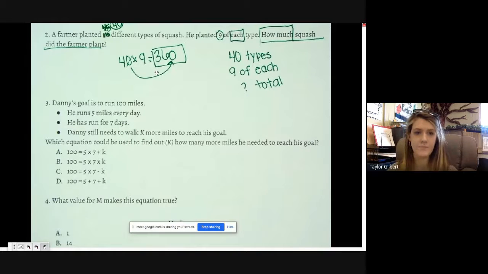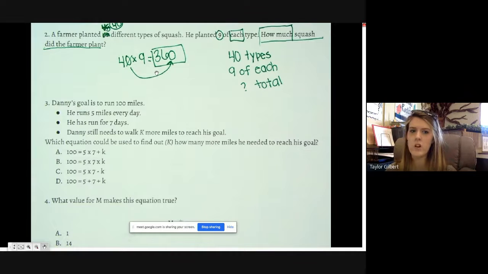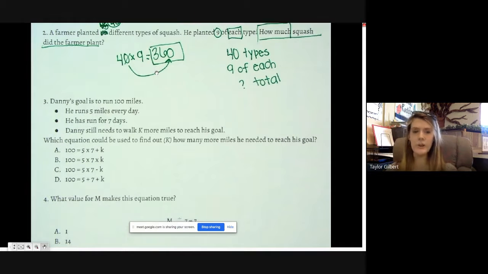Danny's goal is to run 100 miles. He runs 5 miles every day. He has run for 7 days. Danny still needs to walk K more miles to reach his goal. Which equation could be used to find out K, how many more miles he needed to reach his goal?